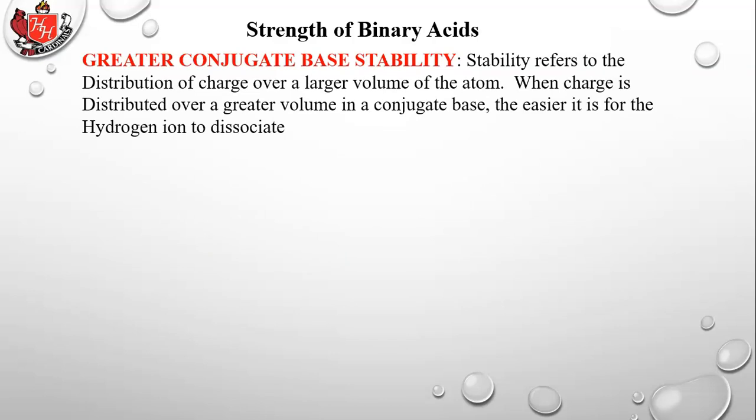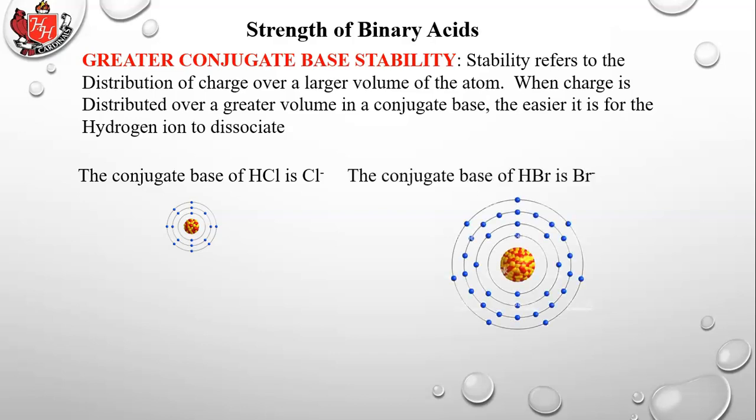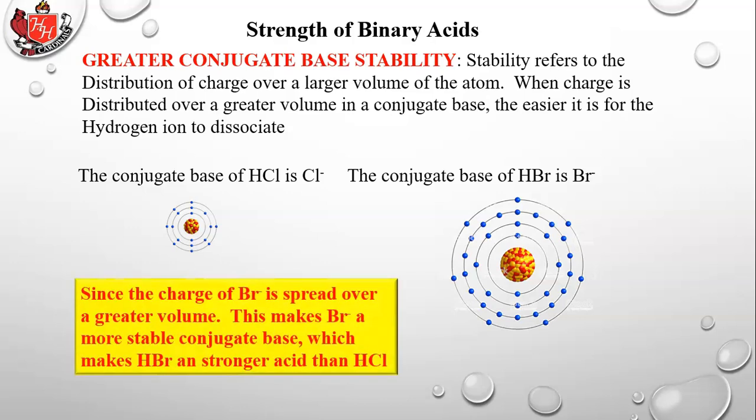Greater conjugate base stability. Stability refers to the distribution of charge over a larger volume of the atom. When the charge is distributed over a greater volume in a conjugate base, the easier it is for the hydrogen ion to dissociate. So here's the conjugate base of hydrochloric acid, a chloride ion, and here's the conjugate base of a hydrobromic acid molecule, a bromide ion. Since the charge of the Br- is spread over a greater volume, this makes Br- a more stable conjugate base, which makes hydrobromic acid a stronger acid than hydrochloric acid.